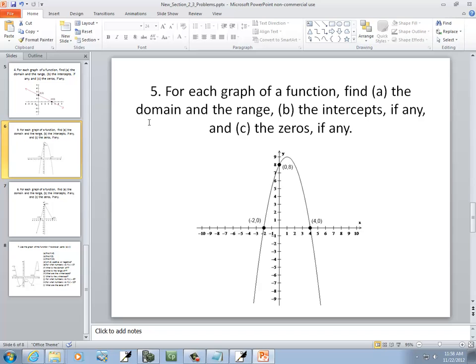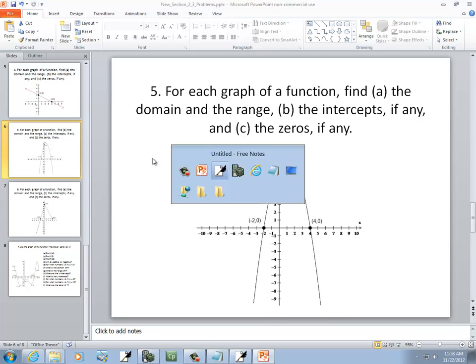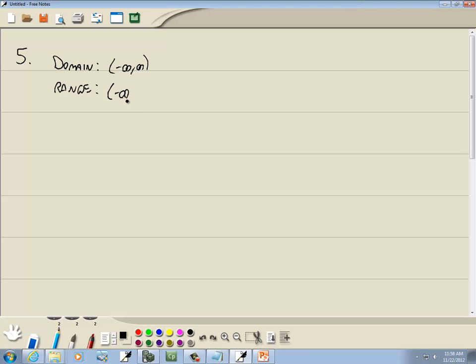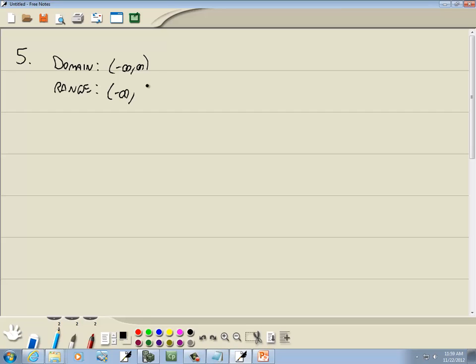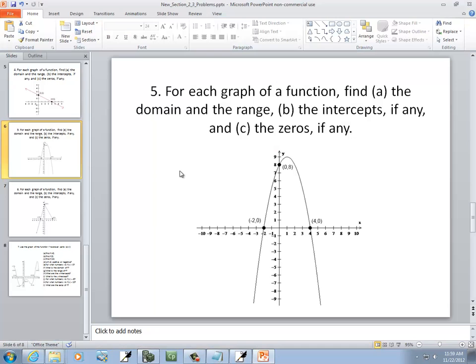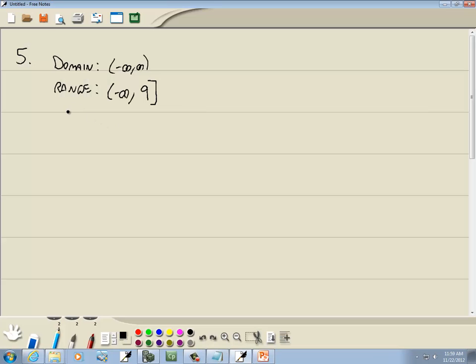Now our range is our y values where a graph exists. Well, it's going down forever, so it's obviously going to -infinity. This is the high point of my graph, so that's the highest part of my graph. Well, if I go over, that's at y is equal to 9. So it goes up to 9 and then stops. And bracket on 9.